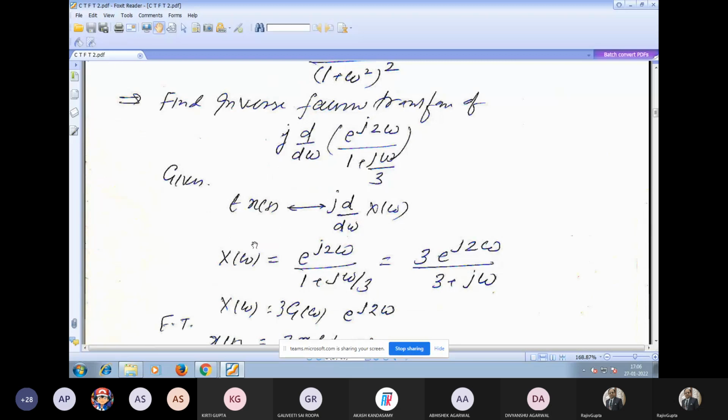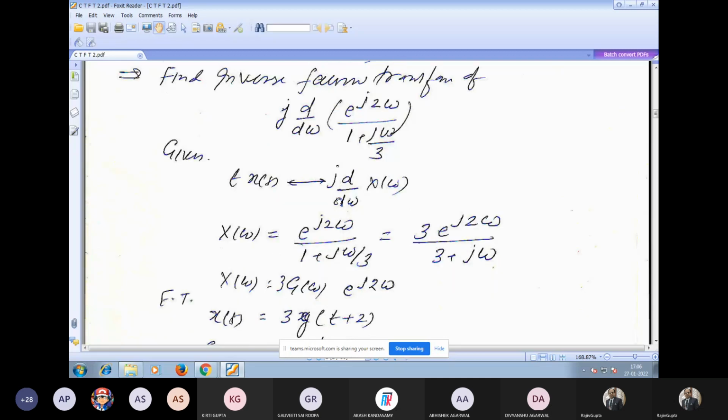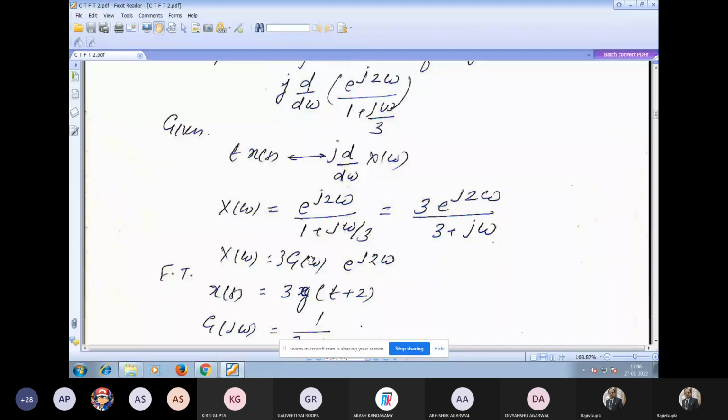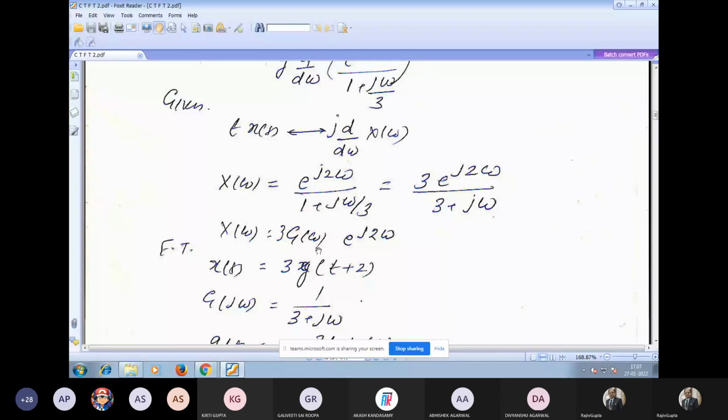So let's say we have t x(t). So t x(t) will have a Fourier transform of d by d omega X(omega), or I can transfer this minus jt. So X of omega in this equation is e to the power j2 omega divided by 1 plus j omega by 3. Or I can put this same equation as 3 e to the power j2 omega divided by 3 plus j omega. So this is something like X(omega) equals j G(omega) e to the power j2 omega.